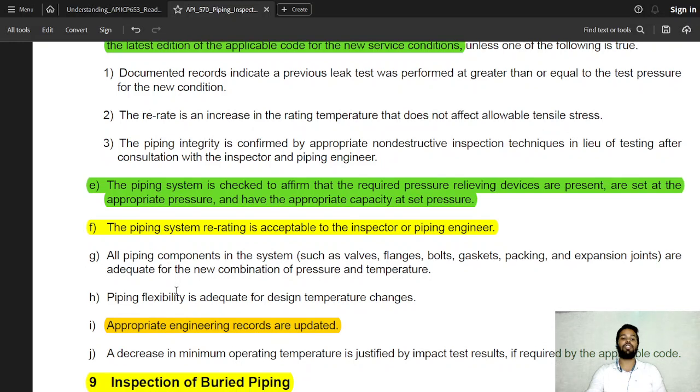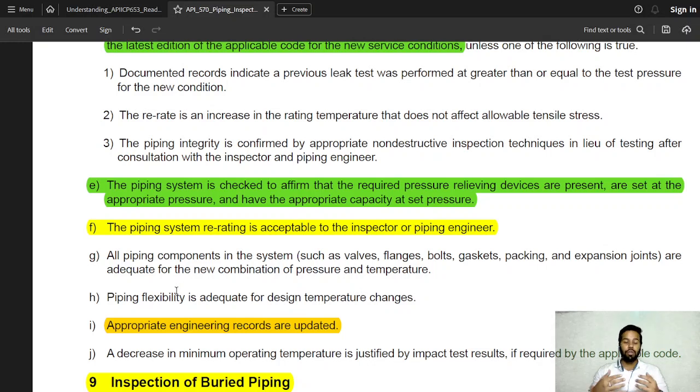The piping system is checked to affirm that the pressure relieving devices are present and are set at the appropriate pressures and have the appropriate capacity at that set pressure. The piping system re-rating is acceptable to the inspector or the piping engineer. Appropriate engineering records are updated.